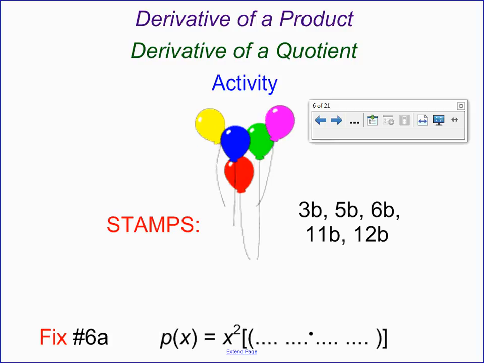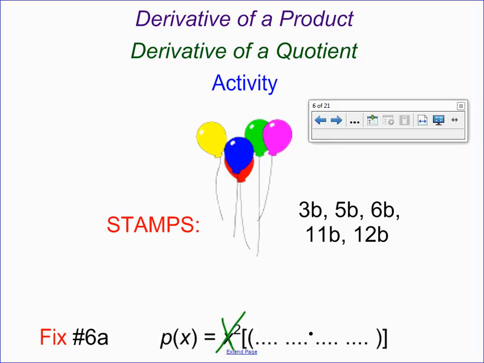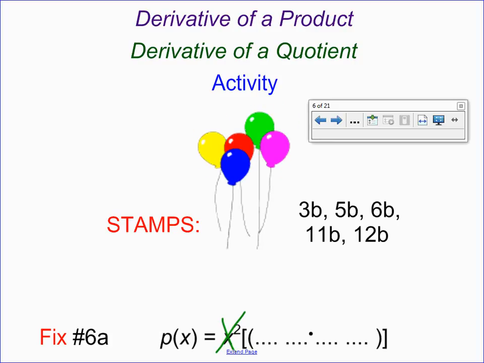6A should not include an X squared in front. Good. So this should be gone, and it is, and so we don't need that. Awesome. So you're good to go.